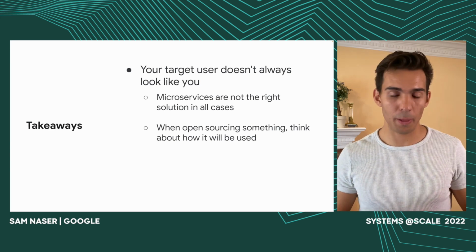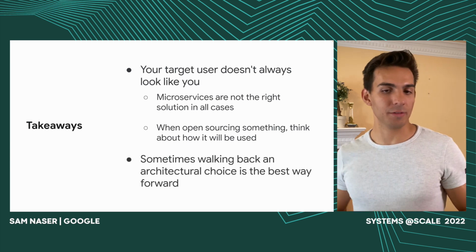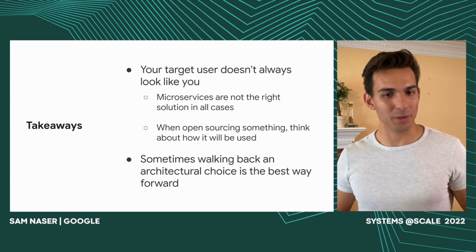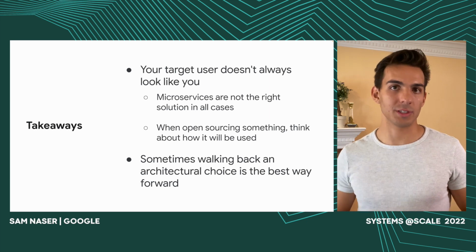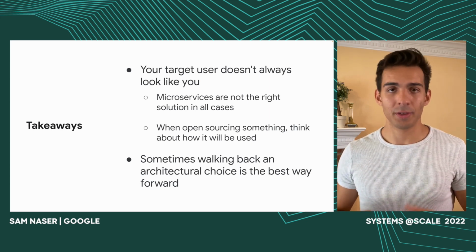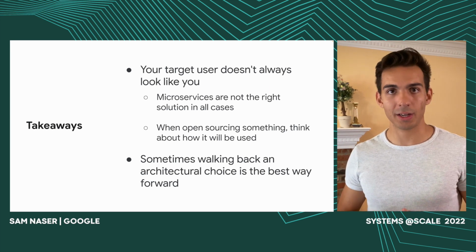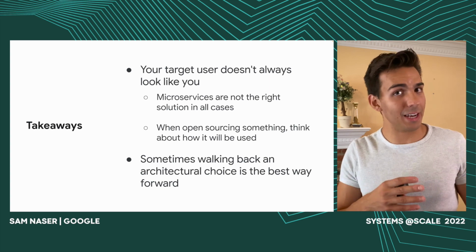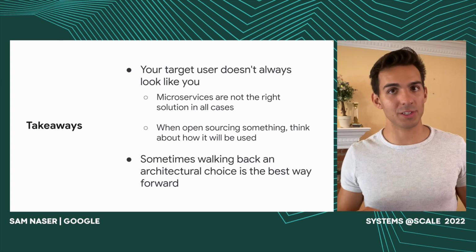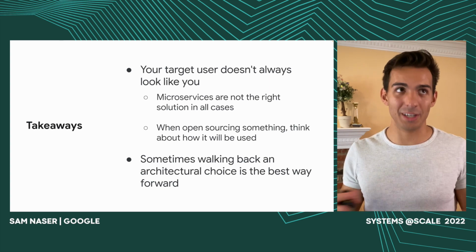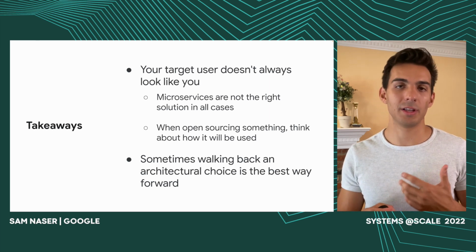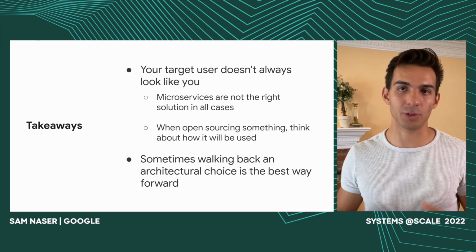And then this is kind of a common sense one, but sometimes walking back an architectural choice is the best way forward. We made a decision early on in the project that was eventually walked back, and it seemed like the natural choice at the time to use microservices to implement something that is made to manage microservices, but that wasn't actually the best choice for the user.